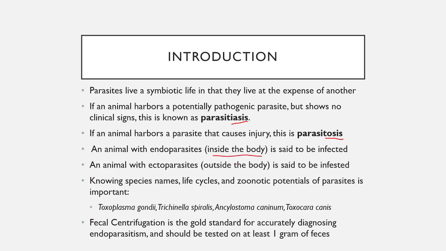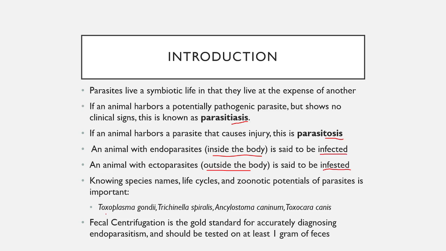Endoparasites are inside the body, and we call that infected with endoparasites. Ectoparasites outside the body are infested with ectoparasites. So infested with fleas, infected with roundworms. We need to know species names, life cycles, and zoonotic potentials of parasites, so that's really important.